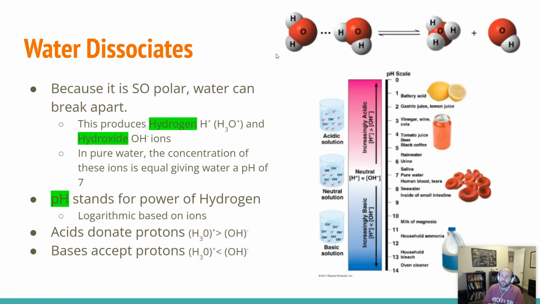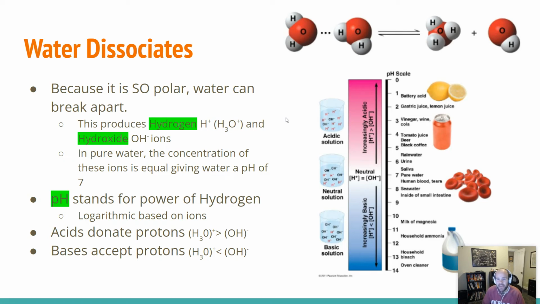What is pH? Because water is so polar, water can actually break itself apart. And this is going to produce hydronium ions, which are hydrogen ions. Also, you could represent it as H3O because it's water plus a hydrogen ion. Or hydroxide ions, which are OH ions, which are going to be negative. So, in pure water, the concentration of these ions is going to be equal. So, positive, negative, and that's going to give us a rating of 7.